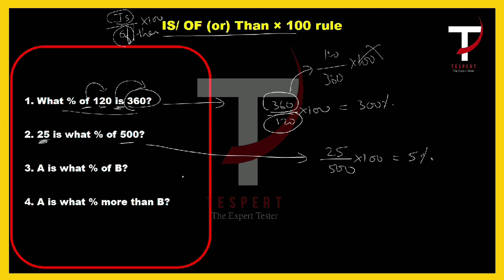Okay, so A is what percent of B? B should be in the denominator, as B follows 'of'.